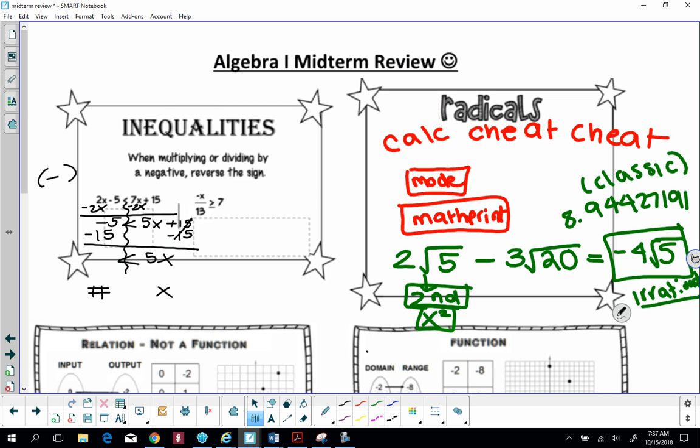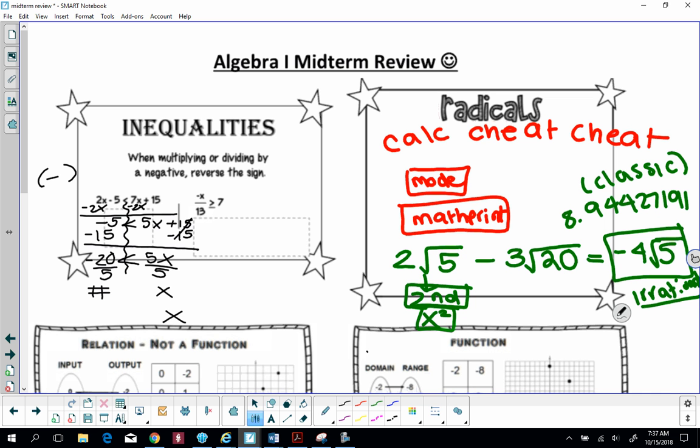So negative 5 minus 15, what do you end up getting? Negative 20. Then how do you get x by itself? Divide by 5. The biggest thing is, see how x is on this side? Keep x on that side. When does that inequality flip?